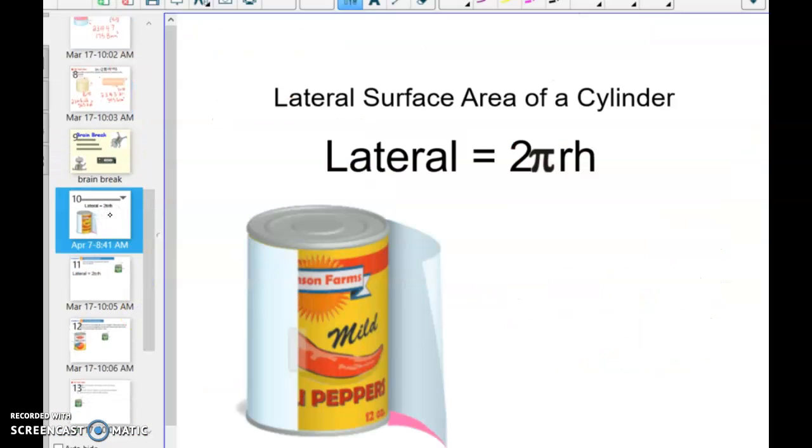All right, next up, lateral surface area of a cylinder is actually used just as much as probably the surface area of a cylinder. Because if you have cans of food, you know that the label going around your can is the lateral surface area of the cylinder. So if you just want to find the lateral surface area, the label going around your can, it would just be using the formula 2 pi RH.